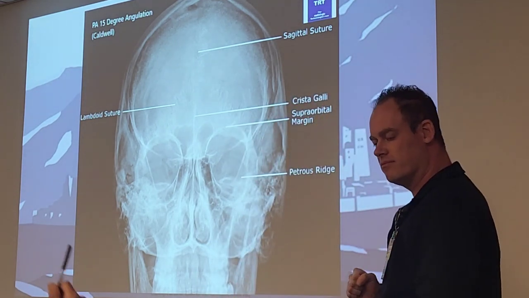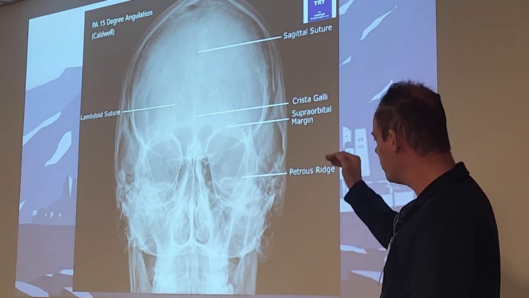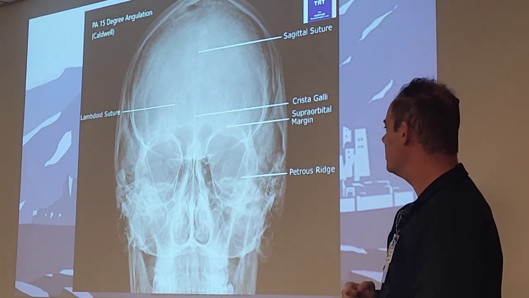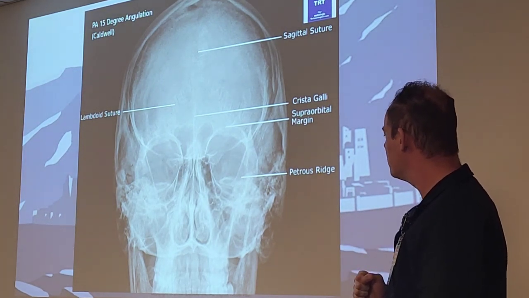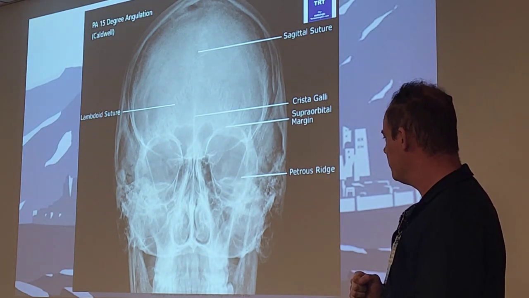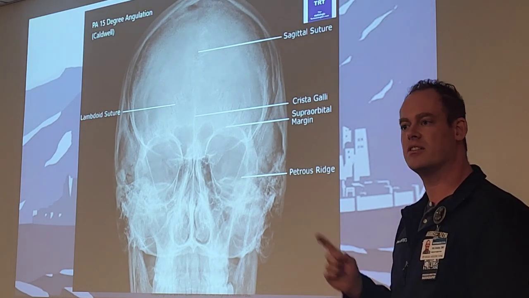It's just ridges in the lower one-third of the orbit, yes. That's how you know their position correctly. Exactly. Are we able to visualize foramina? That's a 15 degree cardinal. Foramina, no. On this one, no. Certain views, yes. This particular one, no.